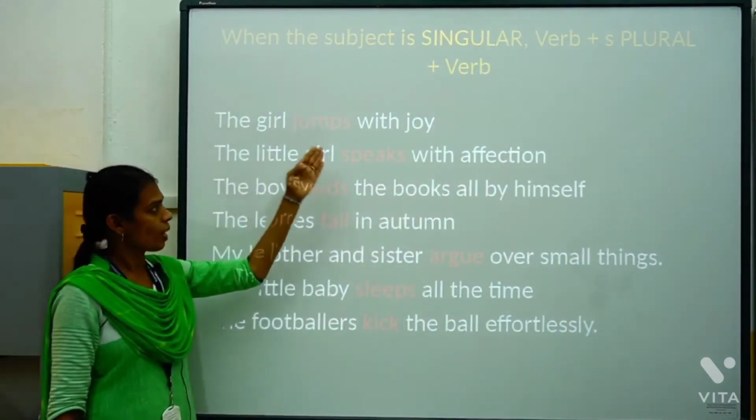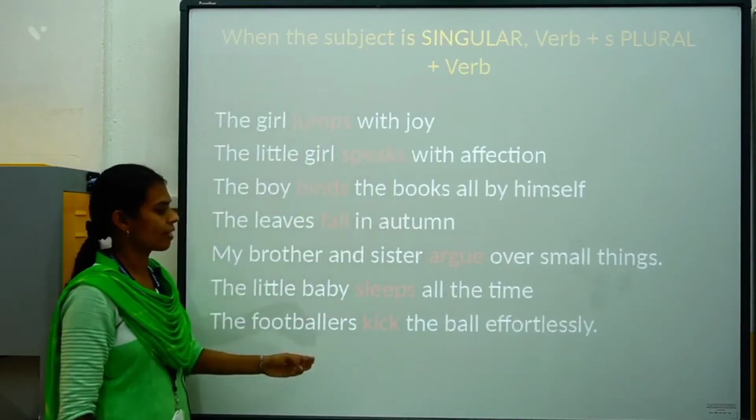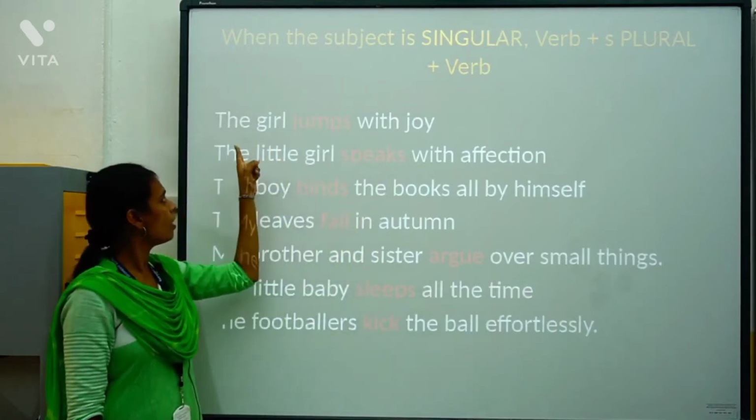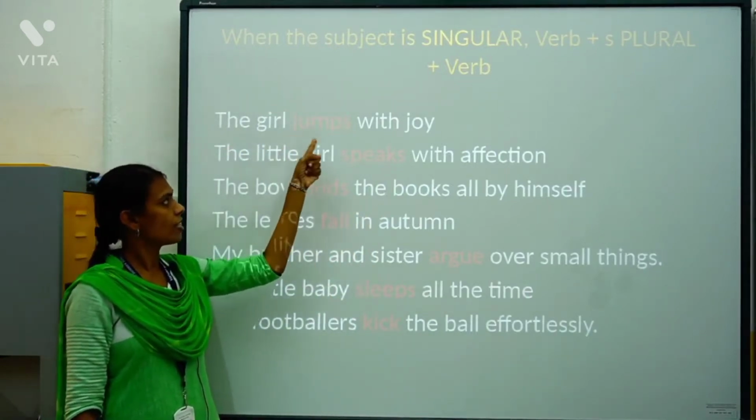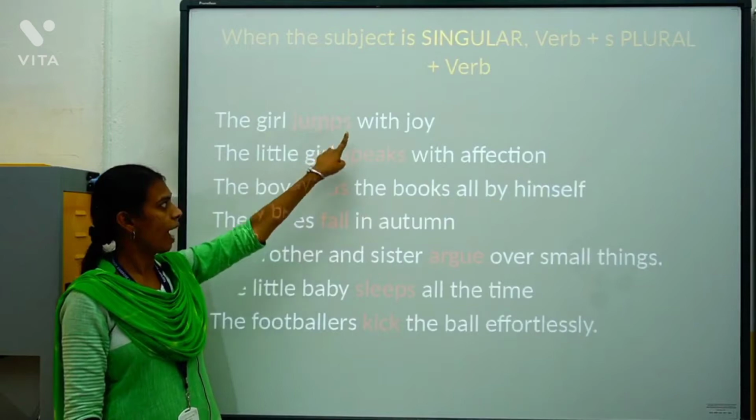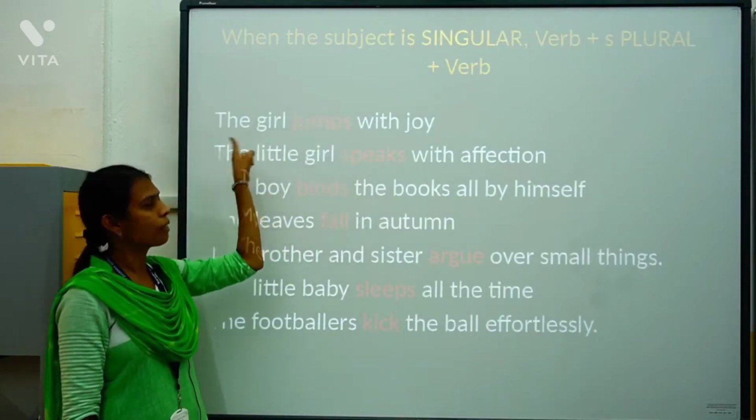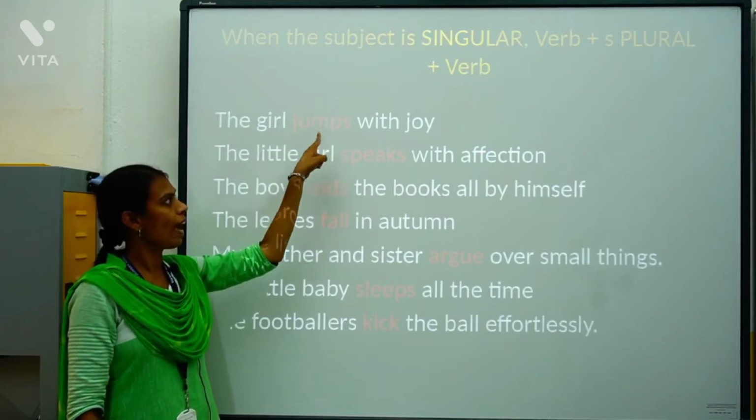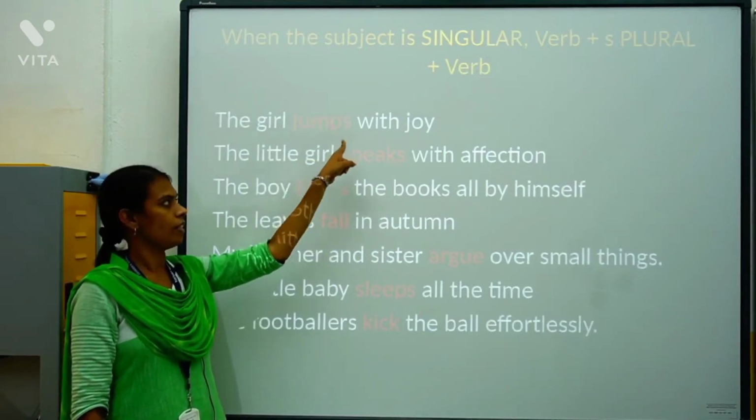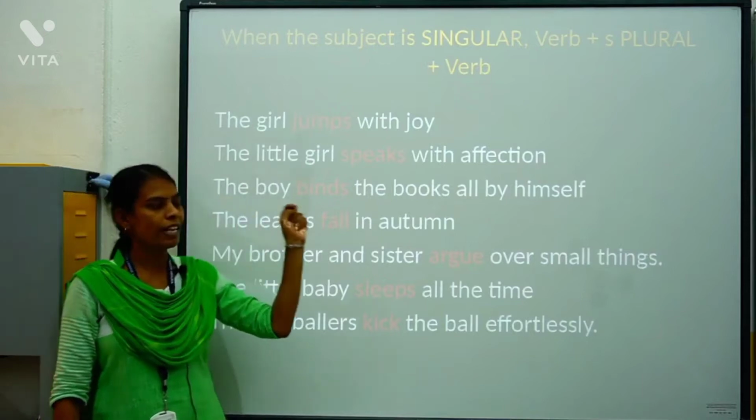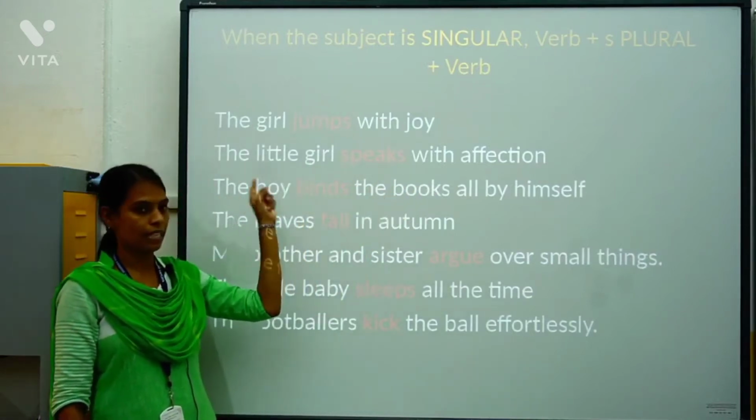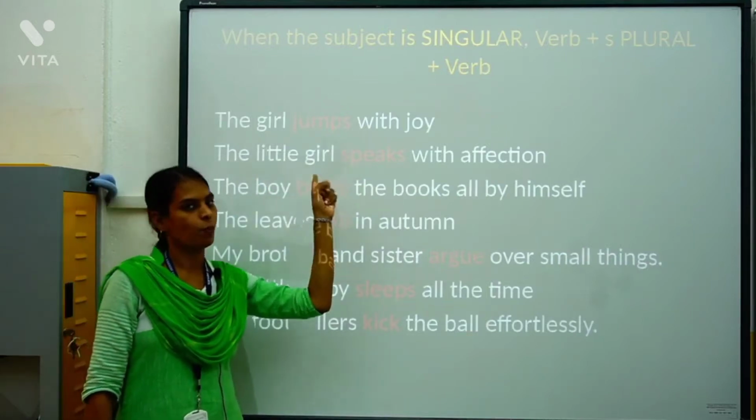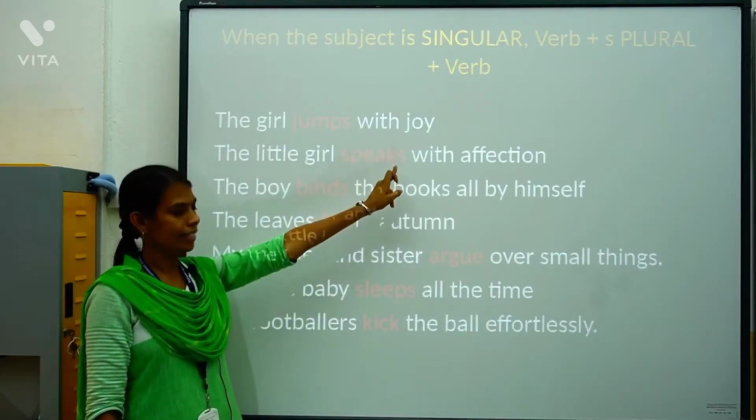Now, the girl jumps with joy. I have given a few examples here. The girl jumps with joy, okay? So here the girl is the subject, and jumps is the verb. Here I have added s to the verb. Why? Because the girl is a singular subject, therefore we add s with the verb, okay? The little girl speaks with affection. Here also the same thing. The little girl, the girl is the subject, and speaks is the verb. Here I add s.